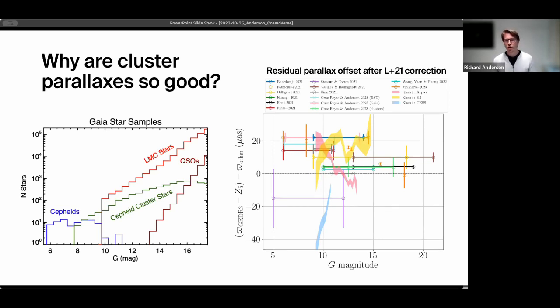Now, we did not use the LMC in this calibration of the Milky Way Leavitt law, but we did use the LMC as a cross-check just to make sure that, in fact, the cluster stars are consistent with zero residual offset, and we find a consistent answer for this.